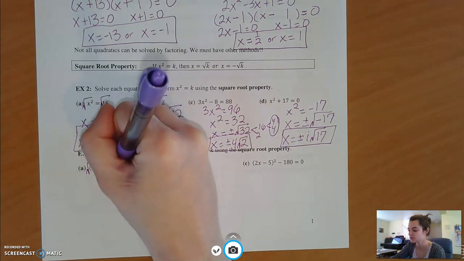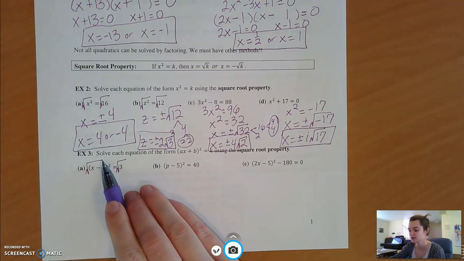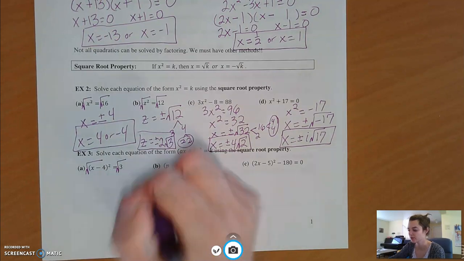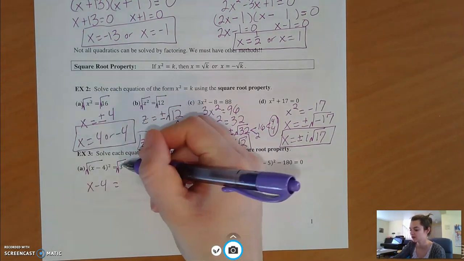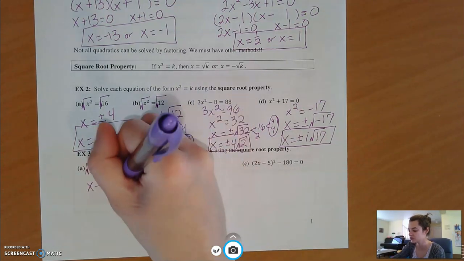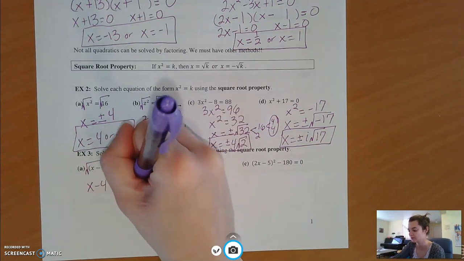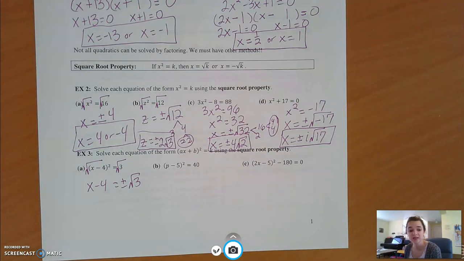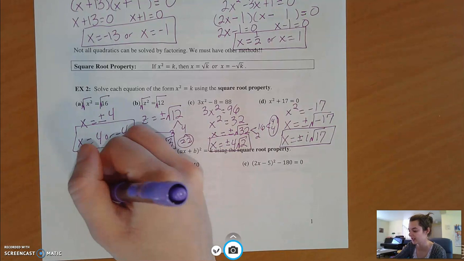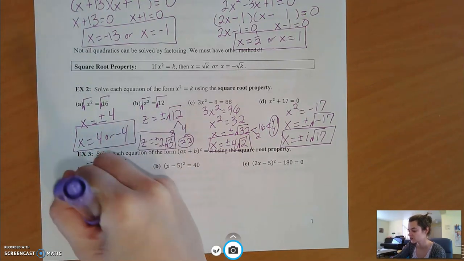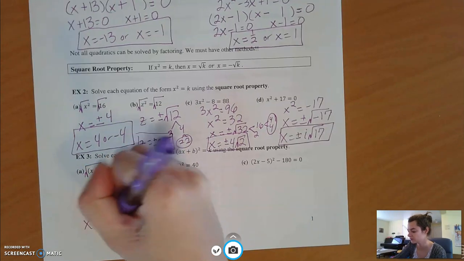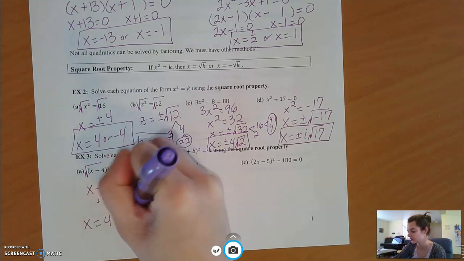Okay, so if I take the square root of both sides, it's going to undo the square that's here, and we're just going to be left with x minus 4. And on the right side, we'll have plus or minus the square root of 3. Okay, then you need to get your x by itself, and it's x minus 4, so the opposite of subtraction would be adding. So I'll just add 4 to both sides, and x would be positive 4 plus or minus the square root of 3.